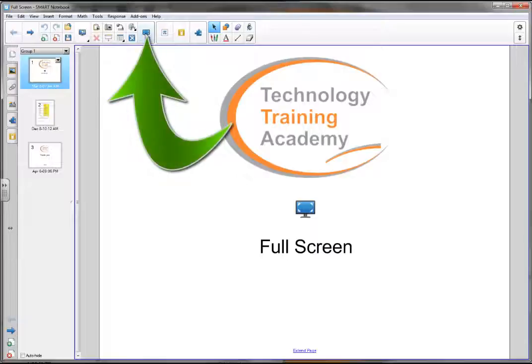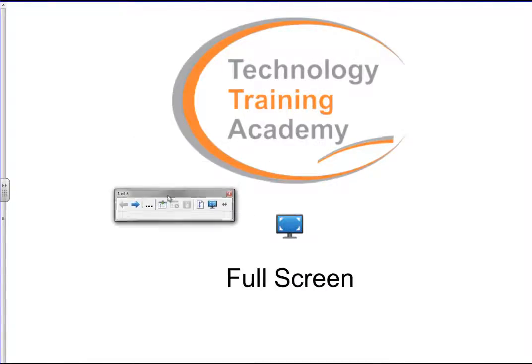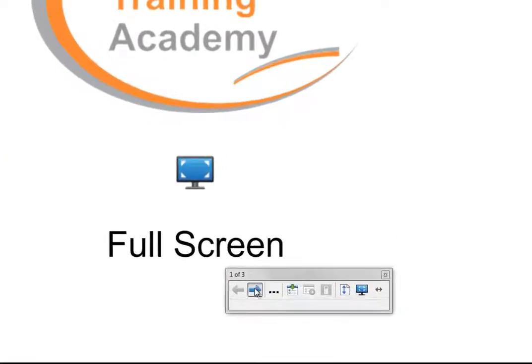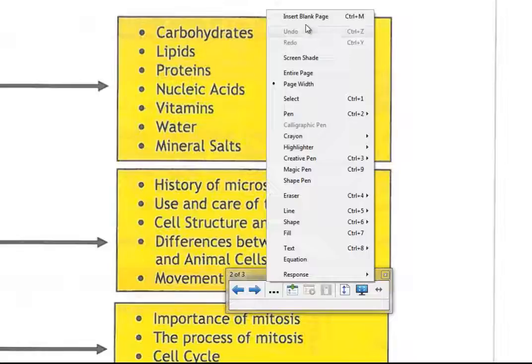We can click on the full screen icon and this will enlarge our entire page. We then have a floating toolbar which comes with the full screen. On these we have our next page or previous page. We then have our three dots, which is called more options, which allows us to bring up Toolbar 2.